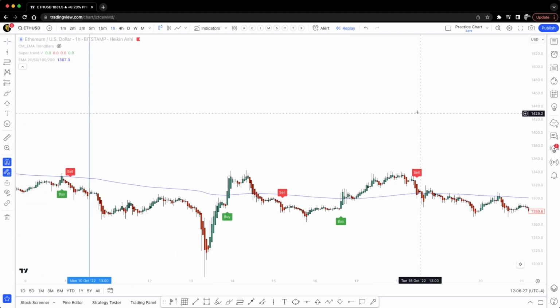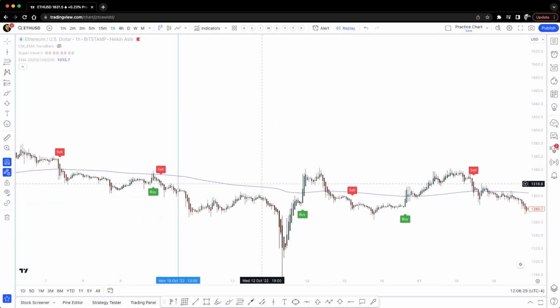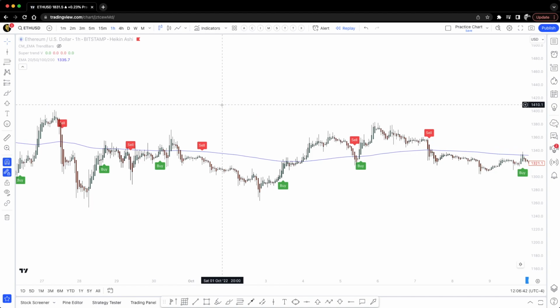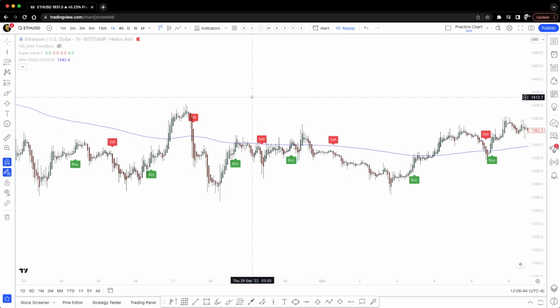You see that if I keep going, when markets tend to consolidate or move sideways, you're gonna be getting sells and buys and sells at the same time. Markets are ranging, so it's not a good thing. When markets are actually ranging, you're gonna have to find a strategy and not trust 100% on the indicator.